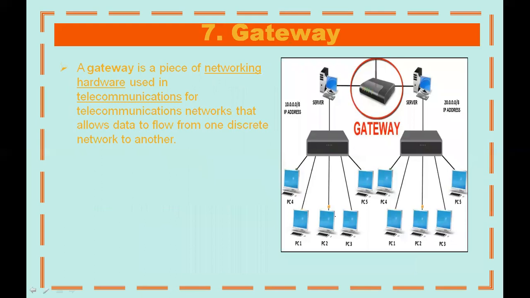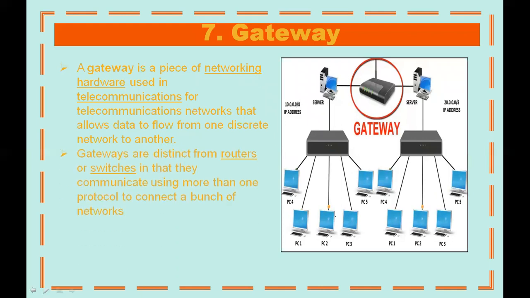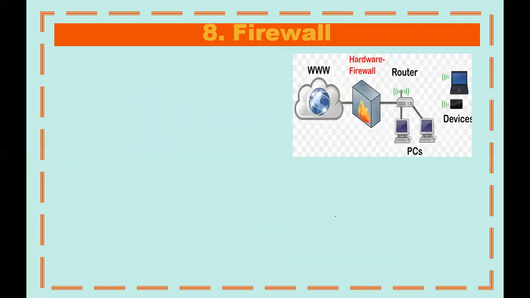Then comes the gateway. It is again networking hardware. Mainly IoT uses this gateway. It differs from routers or switches because it communicates using more than one protocol to connect a bunch of networks. Many protocols can be used in the gateway.